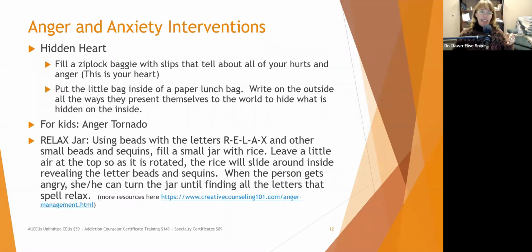A hidden heart activity. Have people fill a Ziploc baggie with slips that tell about all of their hurts or anger. This is their heart. And this is the heart that they've got within them that has all the hurt.